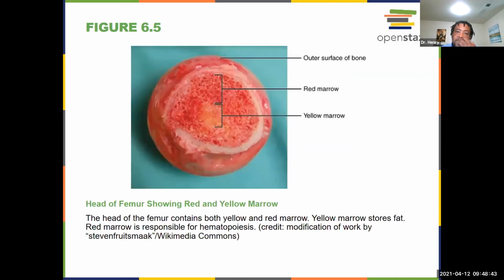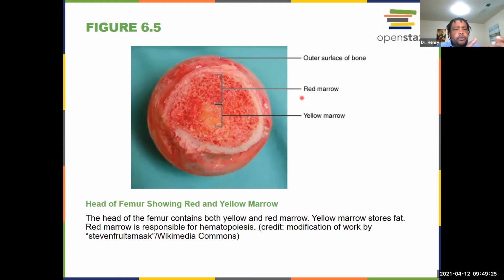So when we think about the bone itself, this here is the head of the femur. It shows us that the bone is made up of different components and different tissues. Up here we have the outer surface of the bone. On the inner part, we have what we call the yellow marrow, which is here, and then we also have the red marrow. The composition of the yellow marrow and the red marrow are different. In the yellow marrow, that's where we have fat storage.